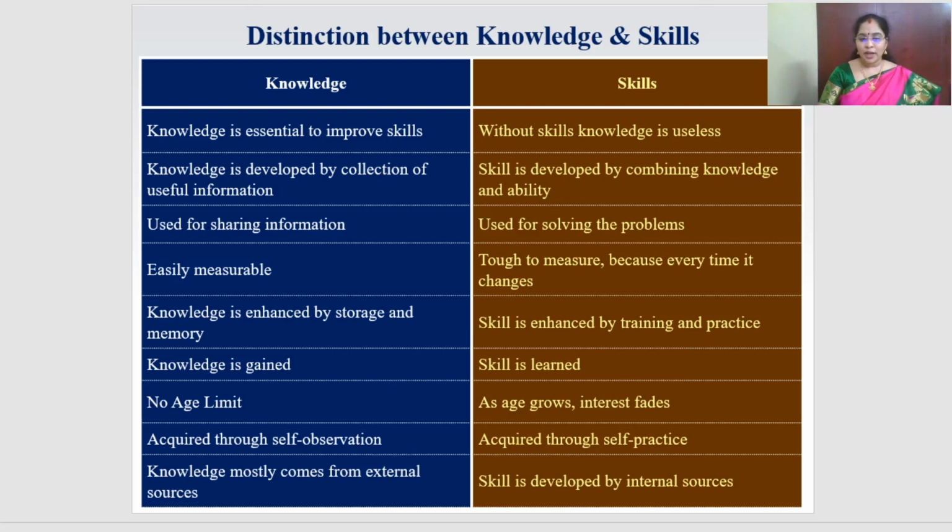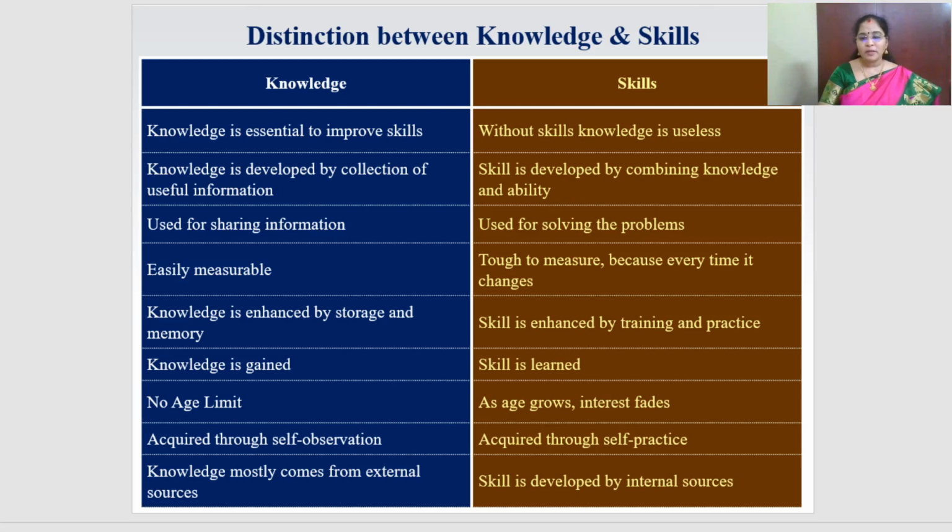Knowledge is used for sharing information. Skill is used for solving the problems. Knowledge could be easily measured by giving an examination, but skill is a little tough to measure because every time we keep changing. Knowledge is enhanced by the storage and the memory. Skill is enhanced by training and practice. Knowledge is gained, skill is acquired or learned.